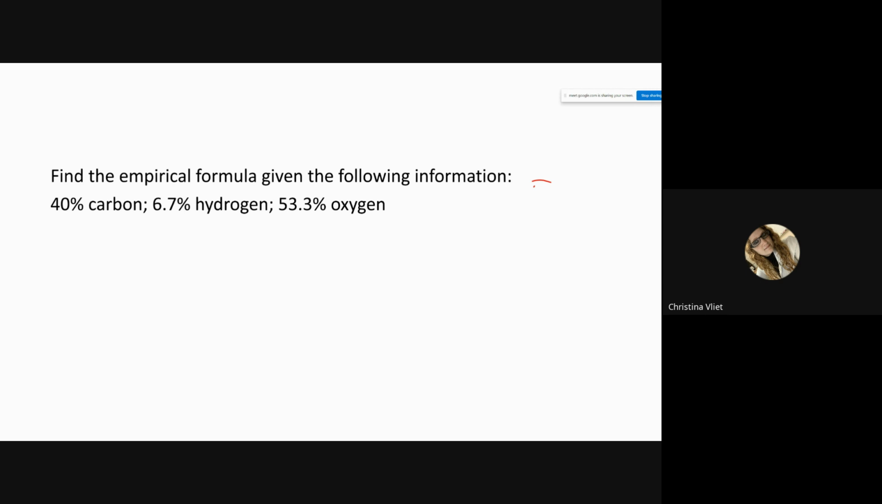All right, so here we go. Step 1, I would say 40 grams carbon, 6.7 grams hydrogen, and 53.3 grams oxygen. That's the mass relationship for these elements in this specific group. Step 2 is the most involved because you have to change the grams to moles, which means you're technically doing grams to moles 3 times.